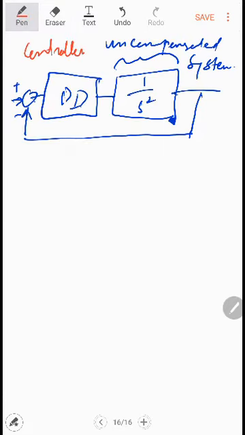These two lines will be the same because of the symmetry of the system. When we have the two poles at the same location, zeta becomes equal to 1, which is called the critically damped case.